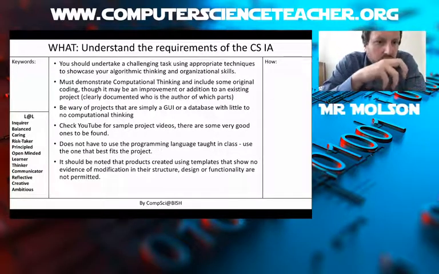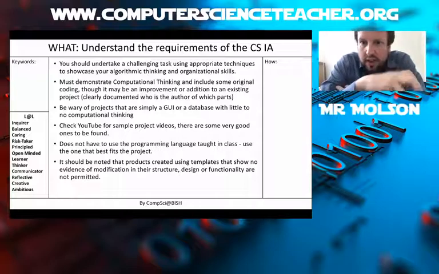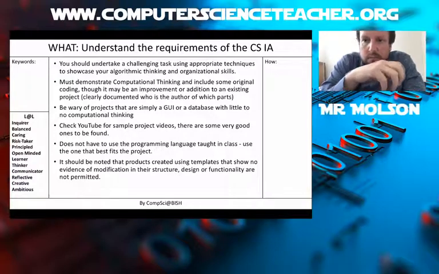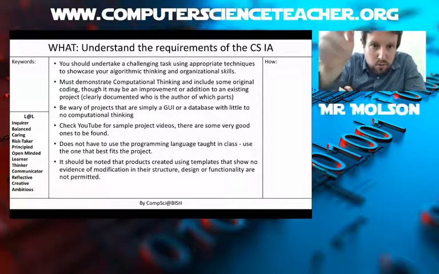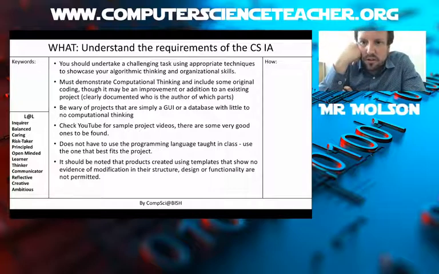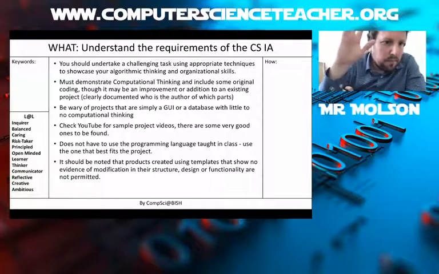We've already mentioned this, and I mention it again. You don't have to use the programming language that is taught in class. You need to use the programming language that best fits the project. That's really, really important.